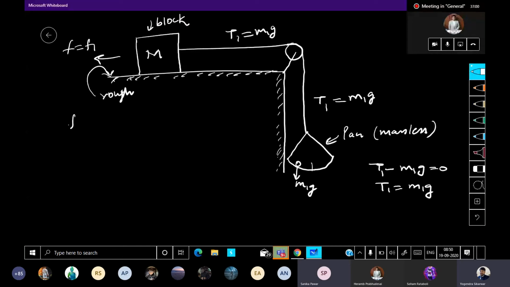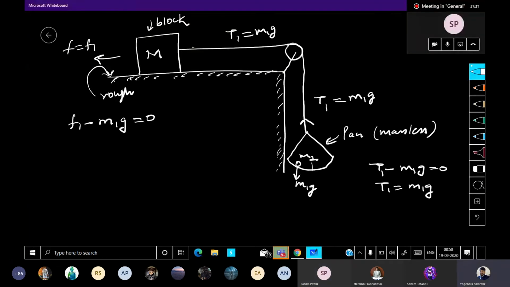Could you please explain the M1G part again? What I am saying is, you have put the mass M1. So as the mass is M1, M1G will act downward. Tension will be acting upward and the pan is not moving. So F resultant is equal to MA. F resultant means T1 minus M1G, and that is equal to 0.